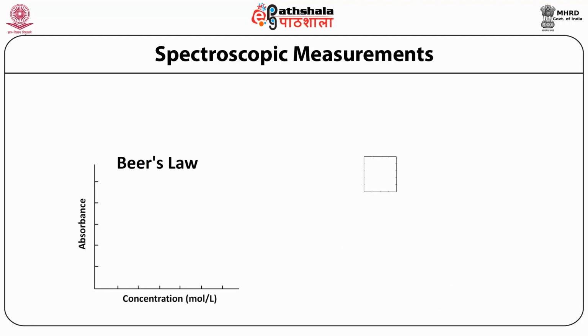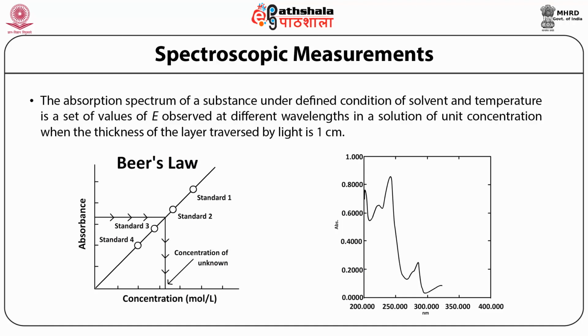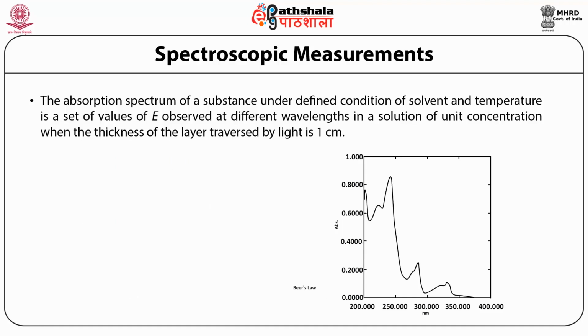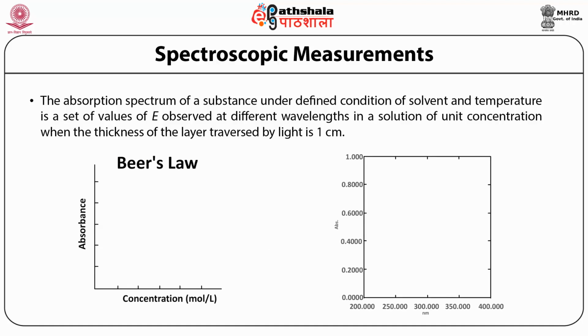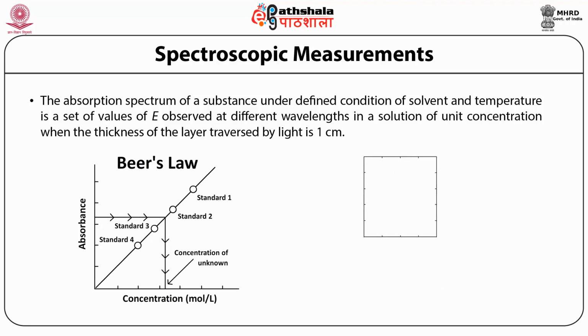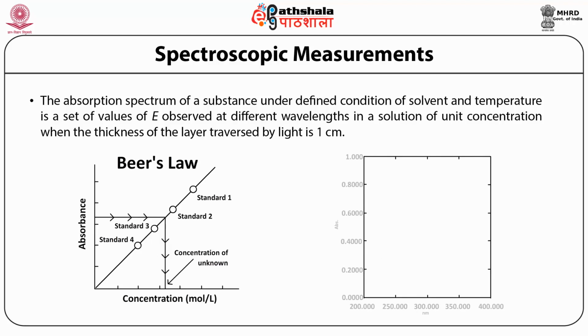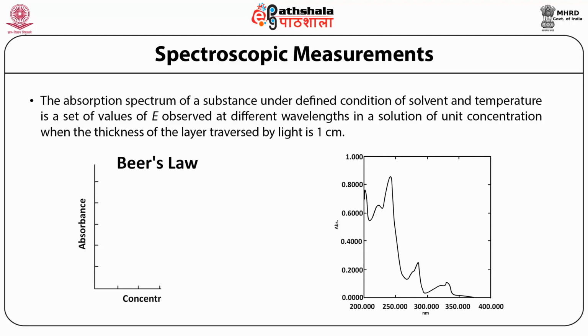Now coming to the absorption spectrum. The absorption spectrum of a substance, as shown on lower right hand side, is a set of values for a substance at a unit concentration when the thickness of the layer traversed by light is 1 centimeter. So this is a UV spectrum for a substance. So we can see those peaks, bands. So this is a specific pattern. So all substances follow a specific pattern in absorption spectra.